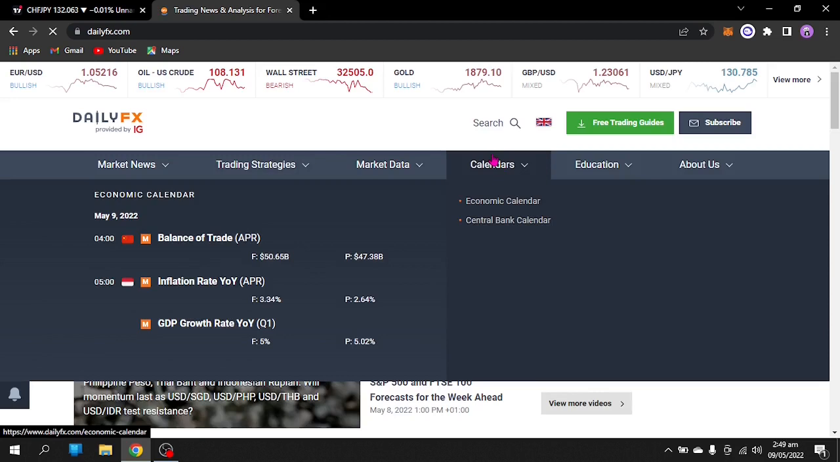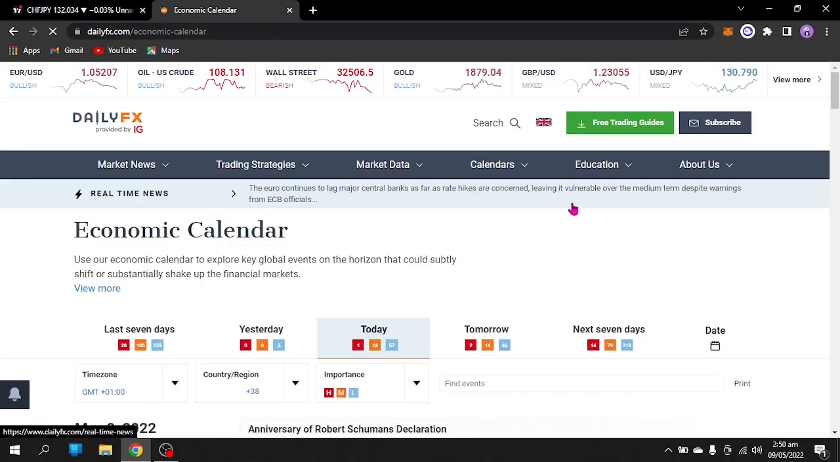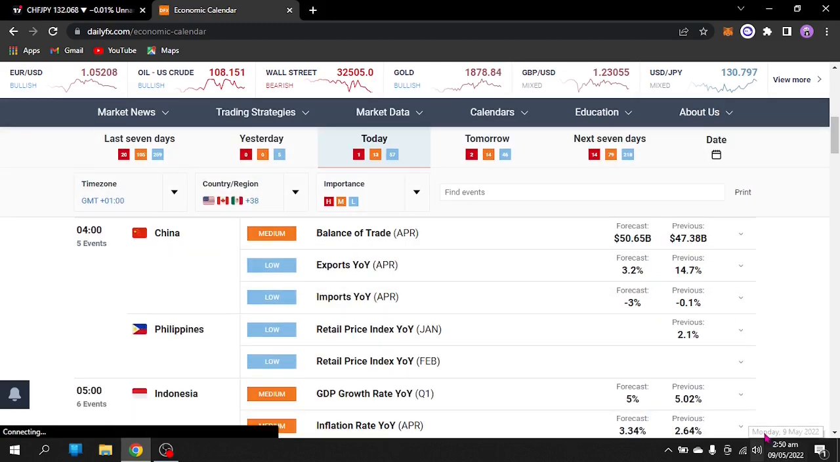On the website, if you scroll to this place, you will see the economic calendar and the central bank calendar. If you click the economic calendar, it will show you all the news that are due to be released for that day. Today is Monday, the 9th of May, and you can see here it says we have 1 high volatility news, 13 medium volatility news, and 57 low volatility news.